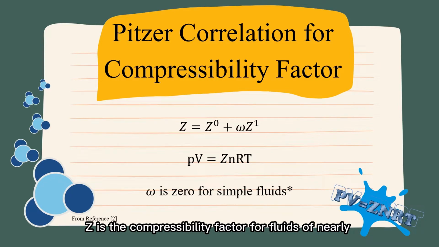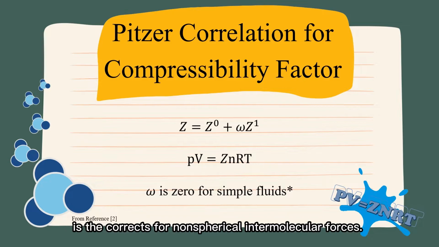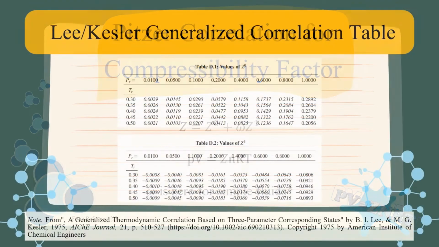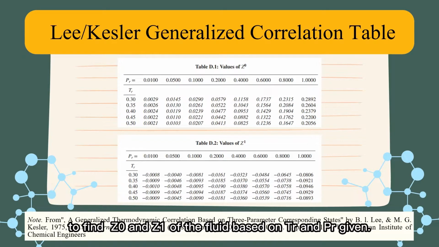Z0 is the compressibility factor for fluids of nearly spherical molecules, omega is Pitzer's eccentric factor, and Z1 is the correction for non-spherical intermolecular forces. Omega is 0 when it is a simple fluid. Z0 and Z1 are the function of reduced temperature TR and reduced pressure PR. The table shown is used to find Z0 and Z1 of the fluid based on TR and PR given.